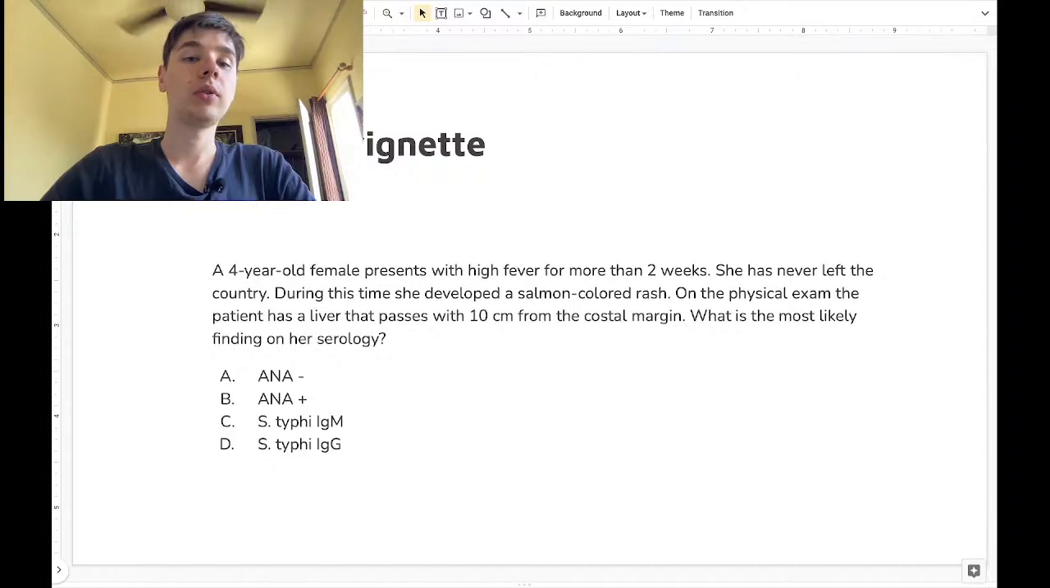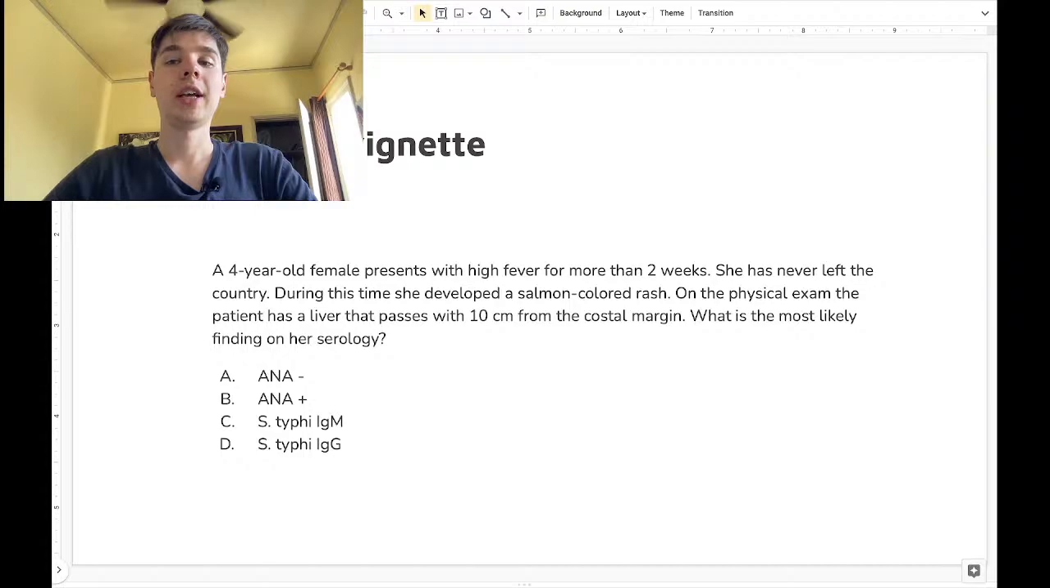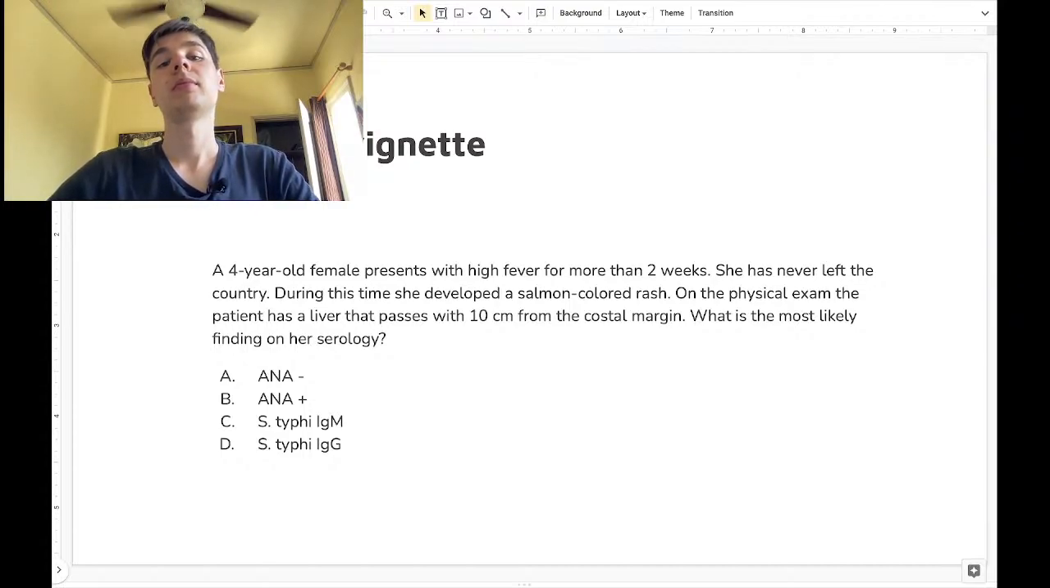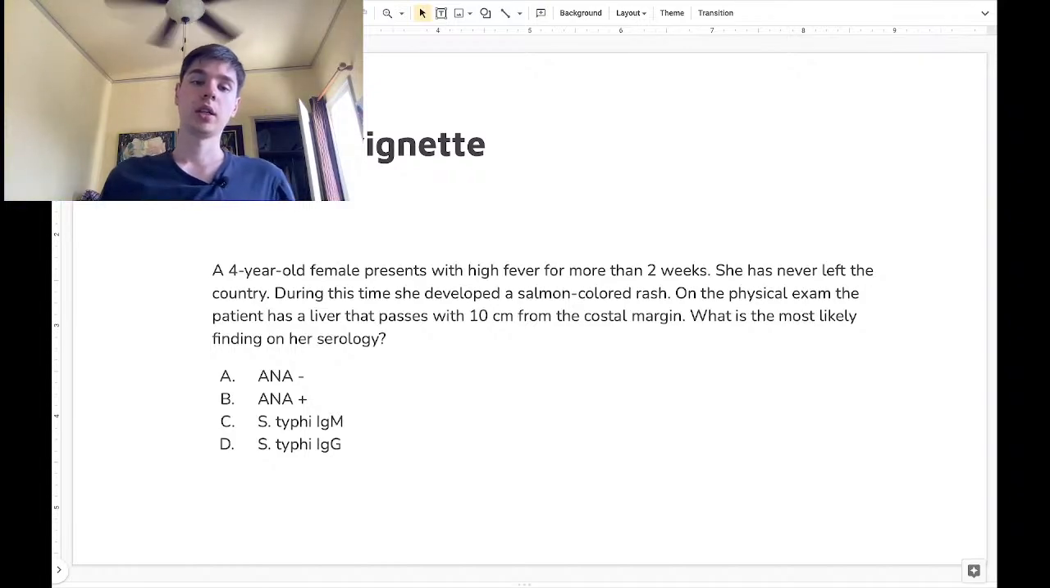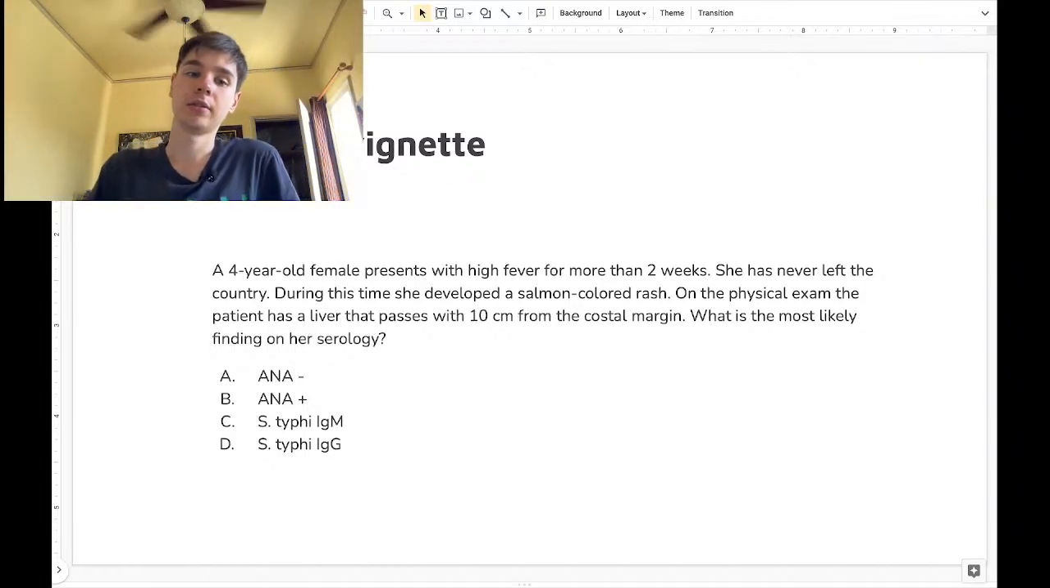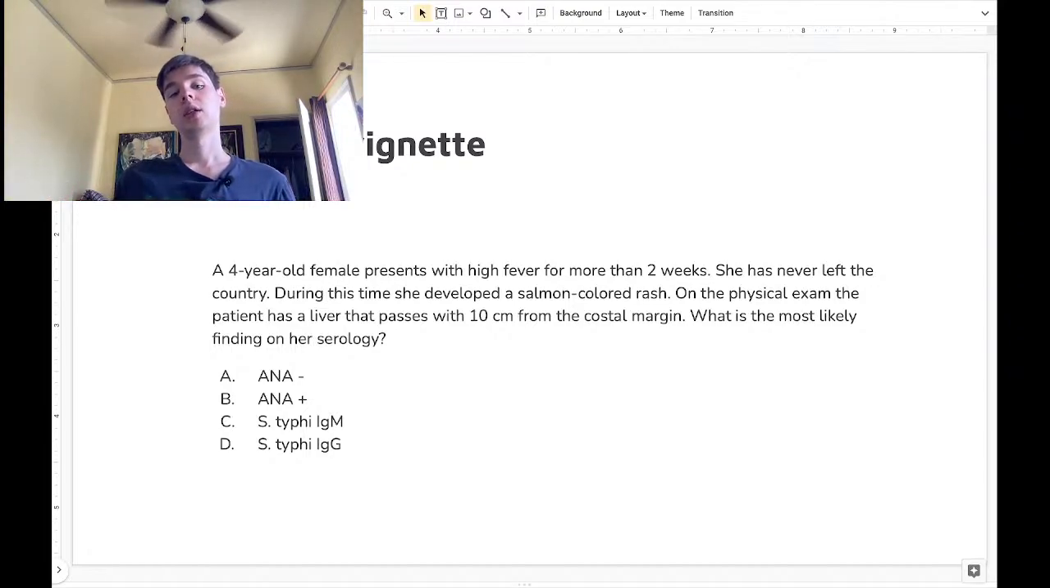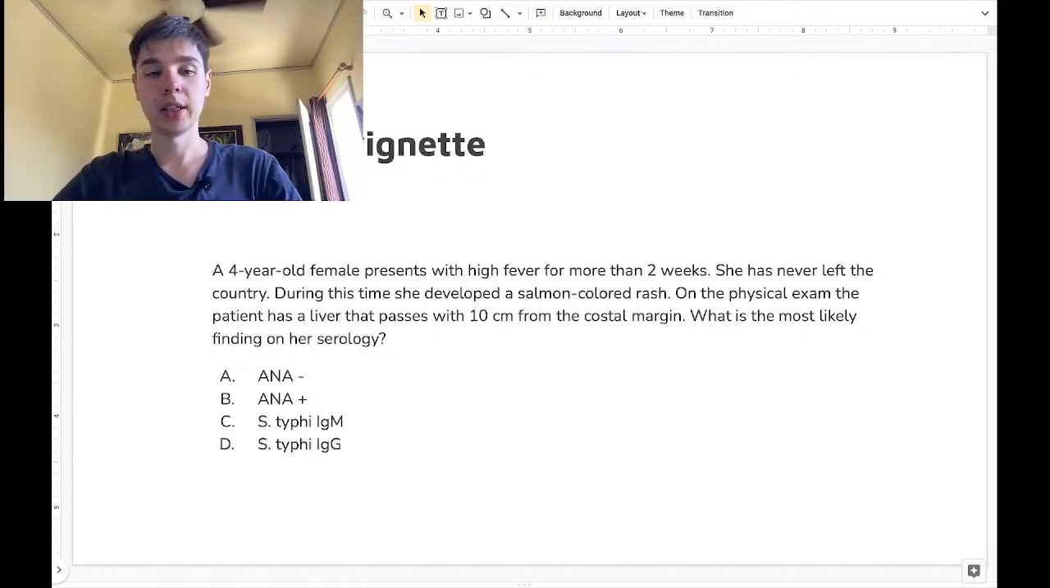We have a 4-year-old female that presents with high fever for more than 2 weeks. She has never left the country. During this time, she developed a salmon-colored rash. On the physical exam, the patient has a liver that passes with 10 centimeters from the costal margin. What is the most likely finding on her serology? An ANA negative, an ANA positive, Salmonella typhi IgM or Salmonella typhi IgG? Please let me know your answer in the chat box.